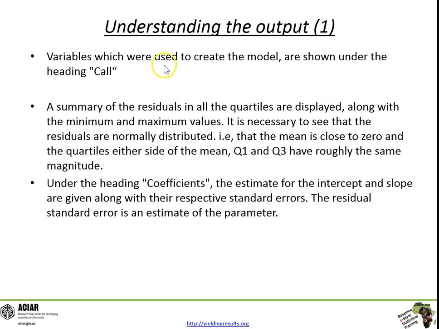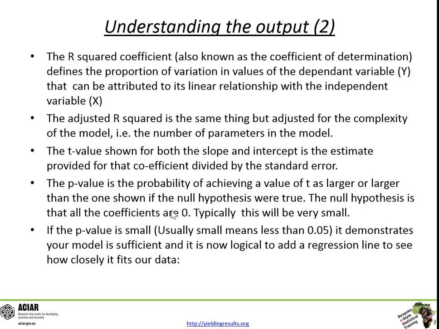So we have to understand the output. We've got the call, we've got the summary of the residuals, and we look under the heading coefficients. It gives the estimate of the intercept and the slope with their respective standard errors, and the residual standard error is an estimate of the parameter. The R-squared coefficient is also known as the coefficient of determination, and defines the proportion of variation in values of the dependent variable that can be attributed to its linear relationship with the independent variable.